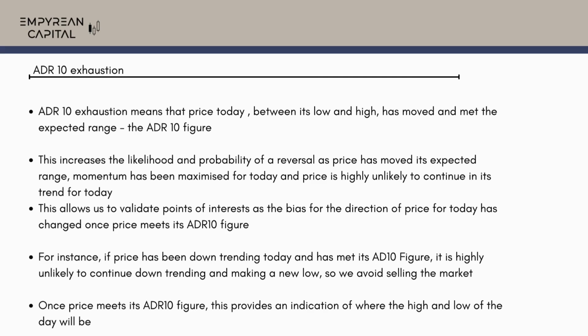For instance, if price has been downtrending today and it has met the ADR10 figure, right, it is highly unlikely to continue downtrending and making a new low. So we avoid selling the market because again, it's met that expected range. It is unlikely to trade any lower, right? And once price meets its ADR10 figure, this provides us with an indication of where the high and the low of the day will be.